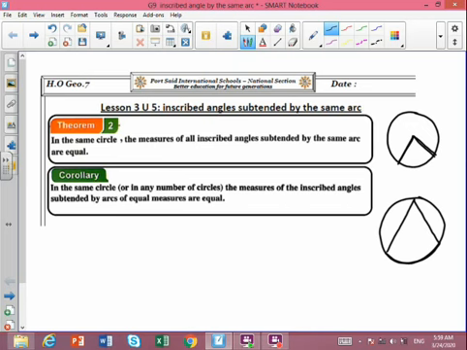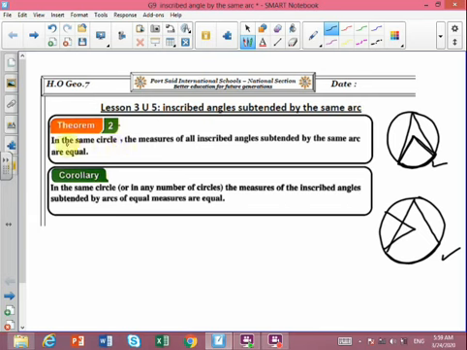Okay, the second lesson was the relation between the central angle and the inscribed angle, and we said the measure of the inscribed angle is half the measure of the central angle suspended by the same arc. They must be suspended by the same arc, not an inscribed angle like this and a central angle like this one. Okay, our lesson today is about inscribed angles that are suspended by the same arc.